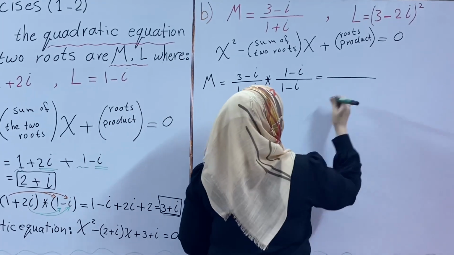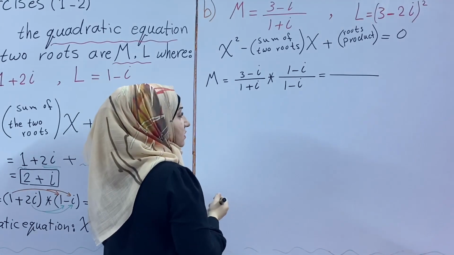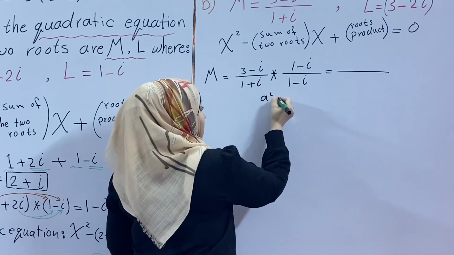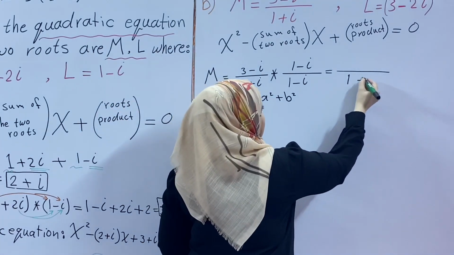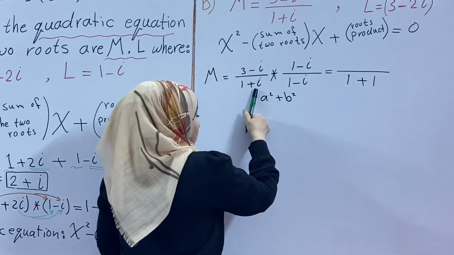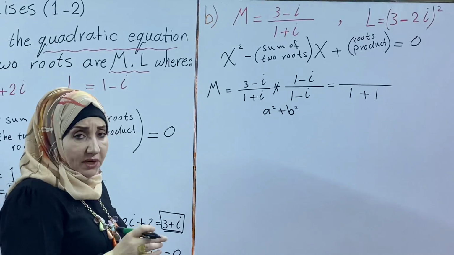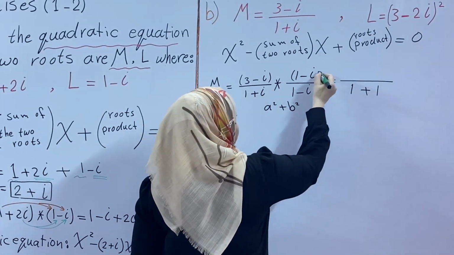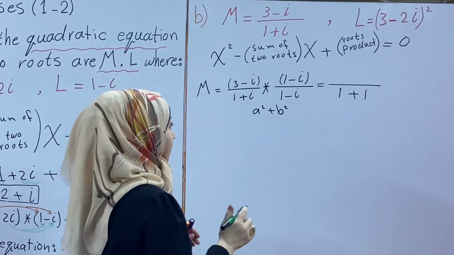Here we have a complex number multiplied by its conjugate. So the product of these two complex numbers will be a squared plus b squared. A squared means 1, plus b squared is also 1 because the coefficient of I is 1. That means b, the imaginary part, equals 1. And in the numerator we have multiplication of two complex numbers. We will use the property of distribution.